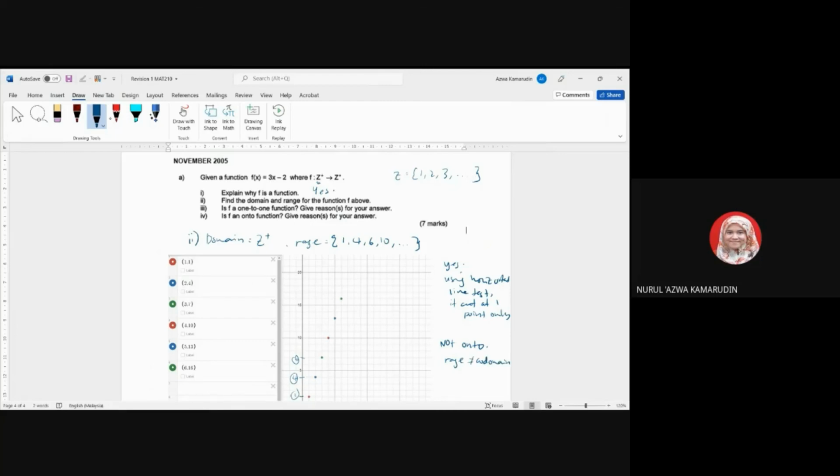The range here is 1, 4, 6, 10 and so on. But the codomain is all the positive integers. So this is not onto. Okay, so that's all. Thank you.